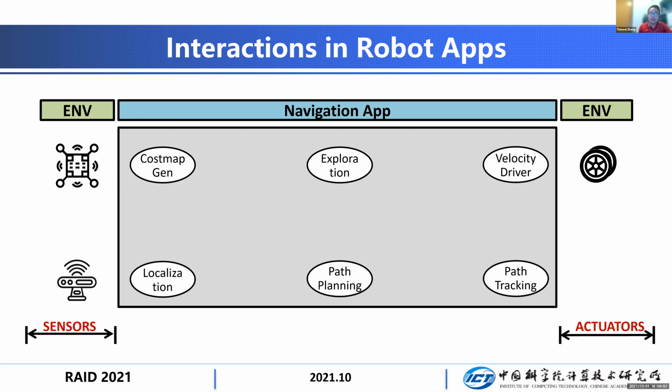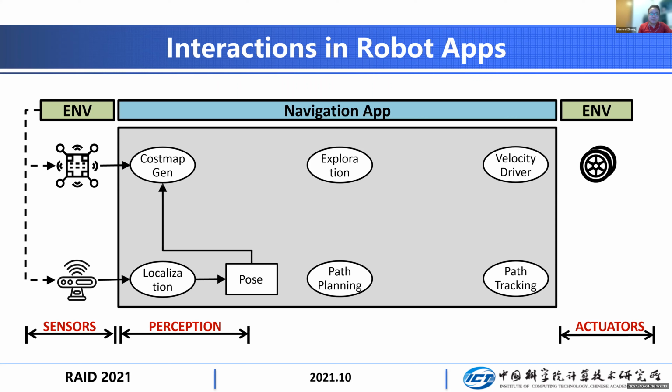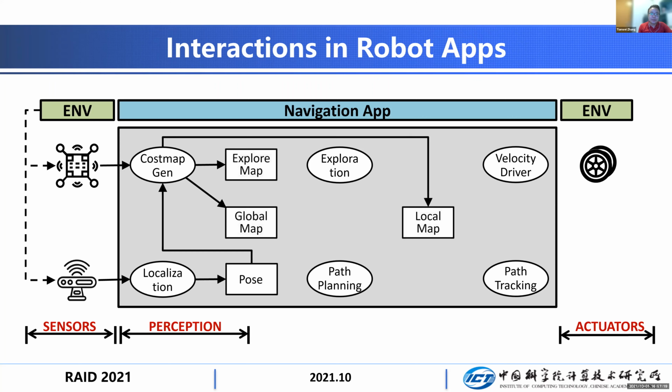So it has 3 stages. The first stage is perception. This stage is used to receive the sensory data from different sensors and then process the data, like to figure out the surrounding environment. After this perception phase, the app outputs some interpretation about the environment, which will be forwarded to the next stage, which is the planning module.